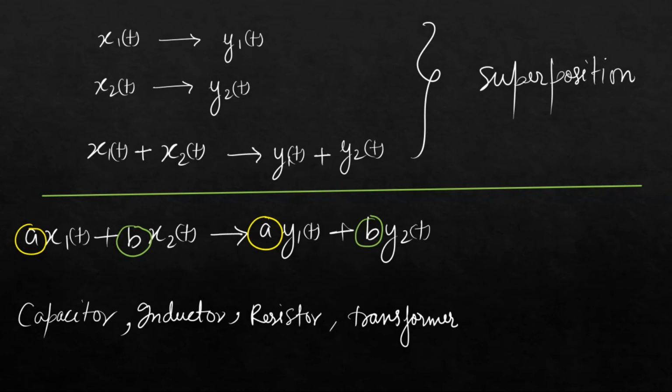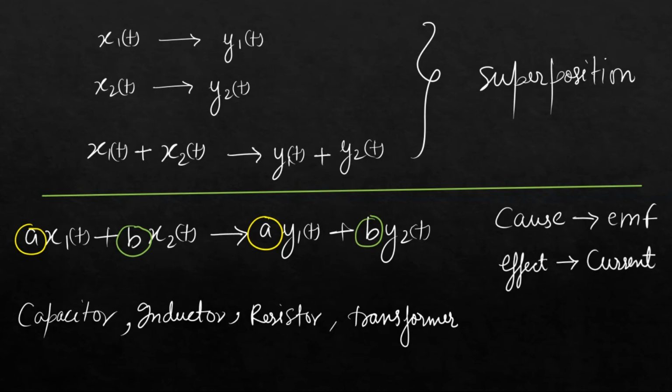Because when we talk about input and output, usually in the case of any element or any circuit, the cause in the case of an electrical circuit is EMF. The cause is EMF and the effect is current. So if there is a linear relationship between EMF and current, then it will be linear. Otherwise, it will be non-linear.